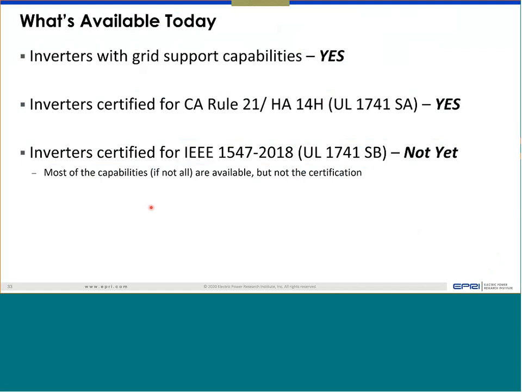This is the same thing just to highlight. Inverters with grid support capabilities: if you just say capabilities, many of those capabilities are already available. If you ask for certification, then Rule 21 and 14H, kind of UL 1741 SA certifications, are available. If you ask for 1547-2018 capability, available. Certification may not be, not yet actually. Maybe within a couple of months or mid next year it will be, so not now. So that's the differentiation.